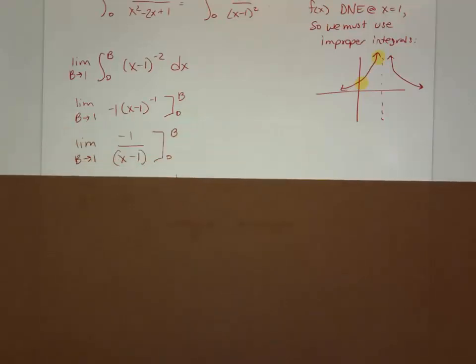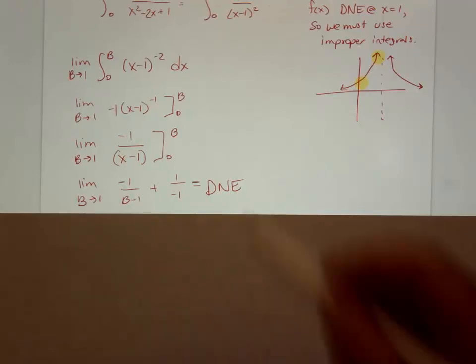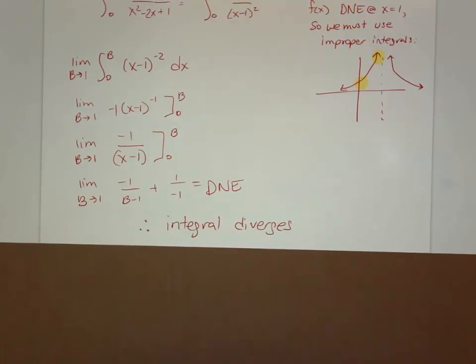I rewrote it back on the bottom before I plugged in. The limit as b approaches 1 of negative 1 over b minus 1 plus negative 1 over 0 minus 1, and lo and behold, that is negative 1 over 0, which does not exist. Therefore, the integral does diverge because I got a DNE answer for my integral. All right, that's number 5. Moving on to number 6.